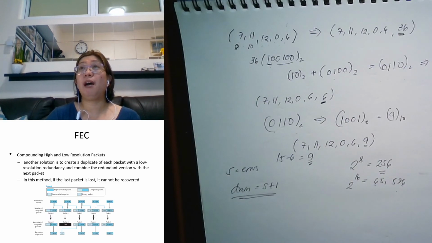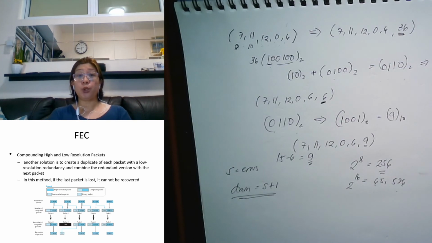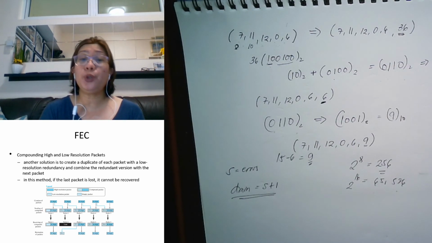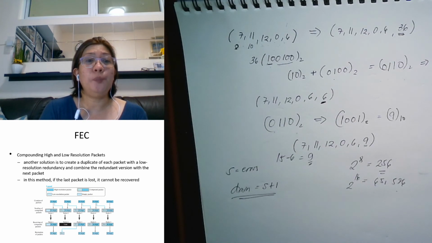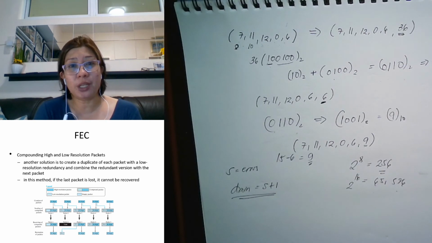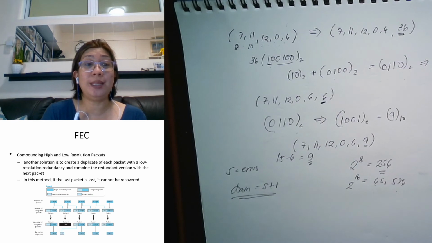And then lastly, we have compounding high and low resolution packets. Another solution is to create a duplicate of each packet, so we send each packet twice. We duplicate each packet with a low resolution. One is sent using higher resolution and the other one using a lower resolution. This is redundancy, and we combine the redundant version with the next packet.